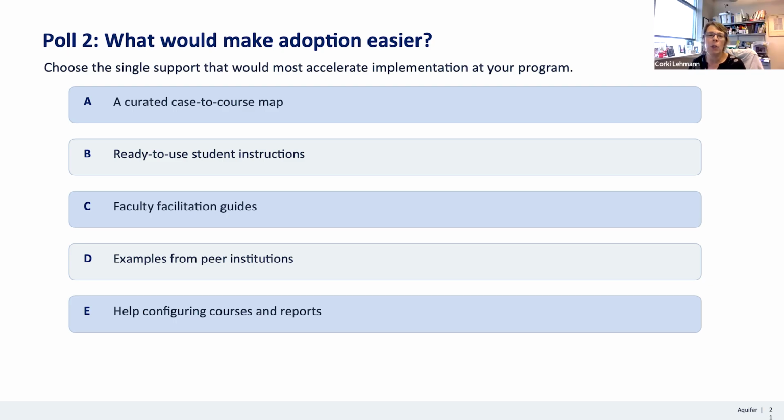We are now on to a poll. So we want to hear from you. Take a minute. What would make adoption of one of these playbooks easier? We want to know what supports you want that might accelerate implementation at your program. Would a curated case to course map help? Would ready to use student instructions be the thing you're looking for? Faculty facilitation guides? Examples from peer institutions, like we've been talking about today on this webinar? Help configuring courses and reports?